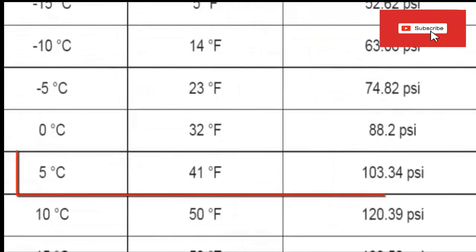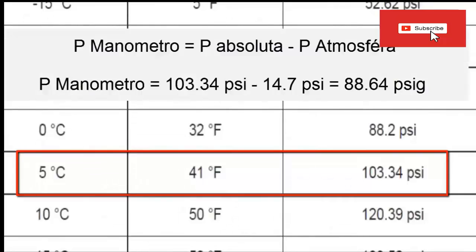Since the table value refers to absolute values, we must subtract from this value the atmospheric pressure of the place where the equipment is located, which for this case we are going to take a value of 14.7 psi as atmospheric pressure. Subtracting 103.34 psi minus 14.7 psi gives a gauge pressure of 88.64 psi G.